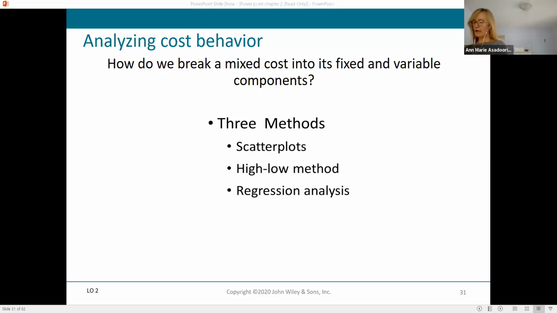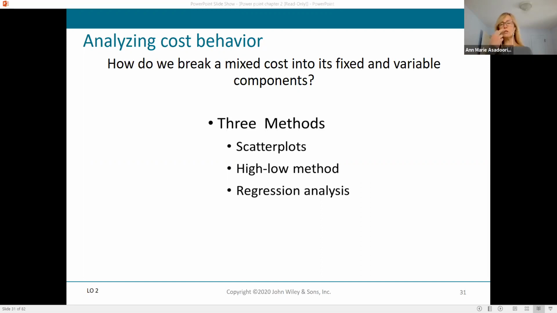Okay. All right. So we are going to pick up where we left off last class. Actually, we're going to do a little review because we had started scatter plots. So we're just going to kind of go back and do that again. That was one of the three methods of predicting a mixed cost. But before we do that, I just want to go over a little bit of what we talked about last class.